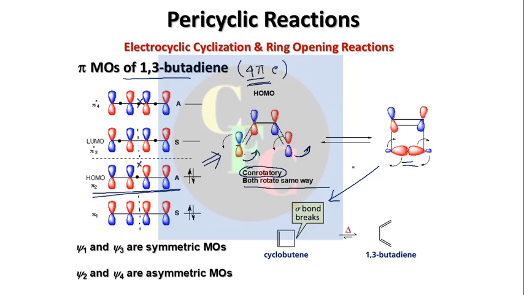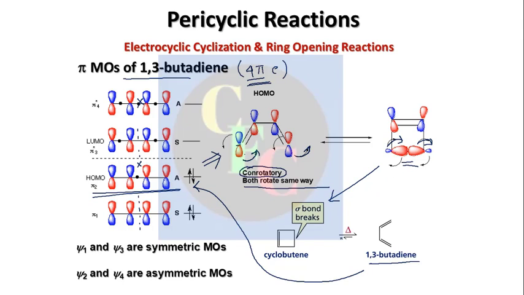Now this conrotation, if you reverse it, that means now you are trying to ring open it. You want to get to 1,3-butadiene, and which is the HOMO of 1,3-butadiene? This is the HOMO, right? Now to get to this HOMO, if you want to open this bond, you have to rotate it in the same way. Here in this case you are rotating it clockwise. Both of them should be rotated clockwise, otherwise you cannot get here. That means this is also conrotation.